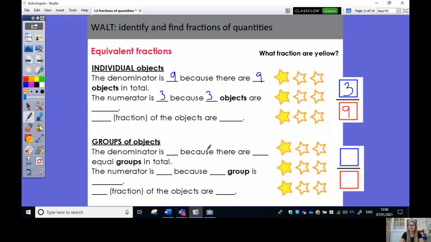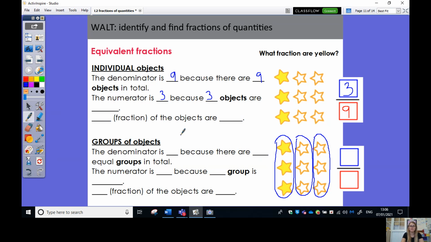Okay, so now I'm going to look at the groups of objects. Because if I look carefully, I have one group of 3 that are shaded. So I need to split the other objects into equal groups. Now remember, it's really important that they're in equal groups. Because remember, it wouldn't be a fraction if it wasn't equal groups or equal parts.